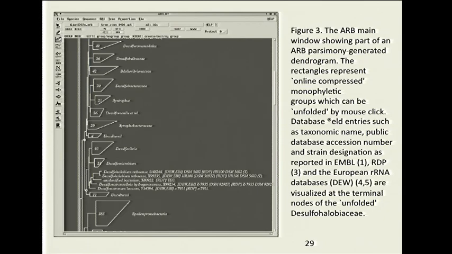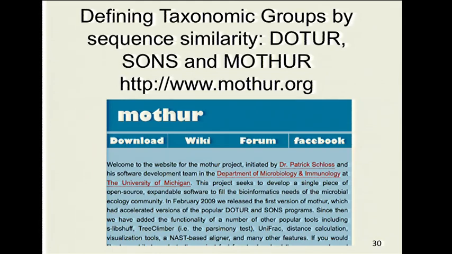And then this tree is input into the next step, which is typically to define these taxonomic groups by sequence similarity. Now there are two programs, Mother and Chime, and I'll get to Chime. Either one of these is a whole soup-to-nuts program for taking your bacterial sequences through to an analysis and a visualization and display tool.